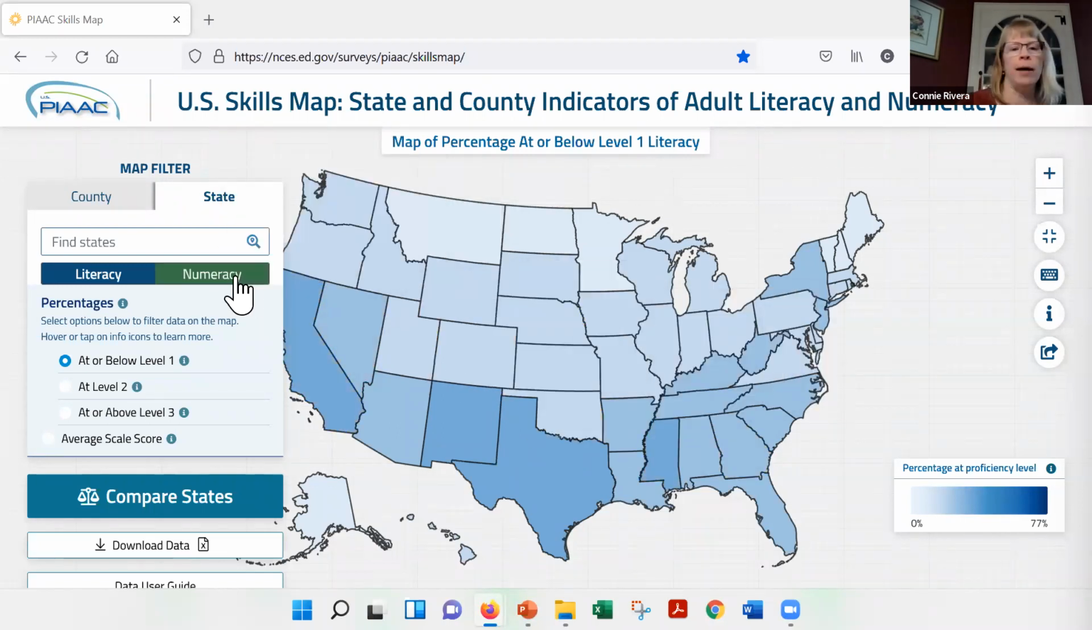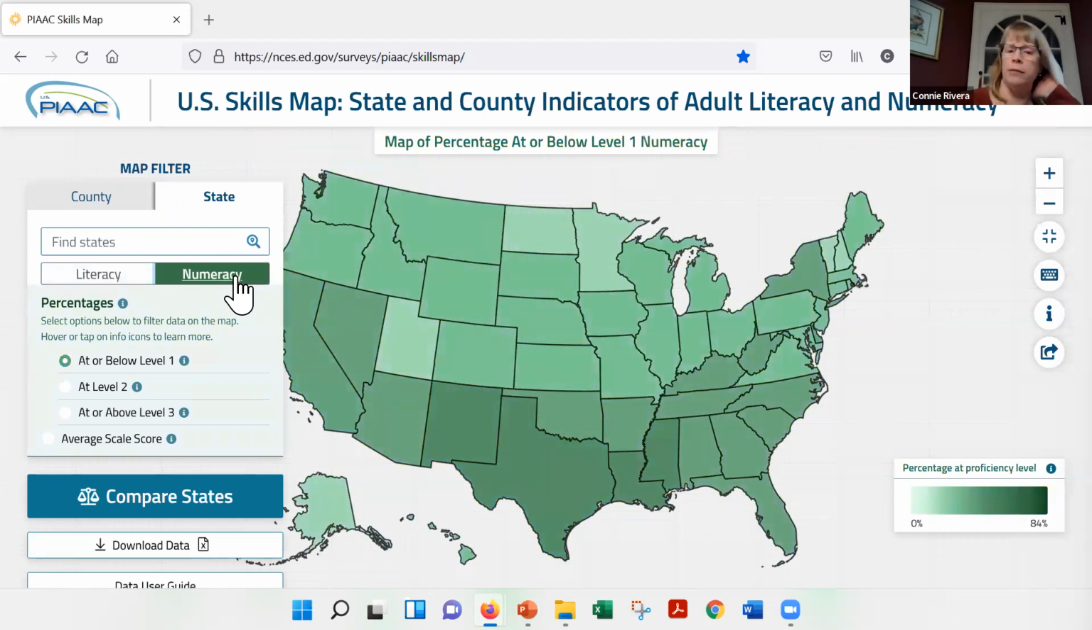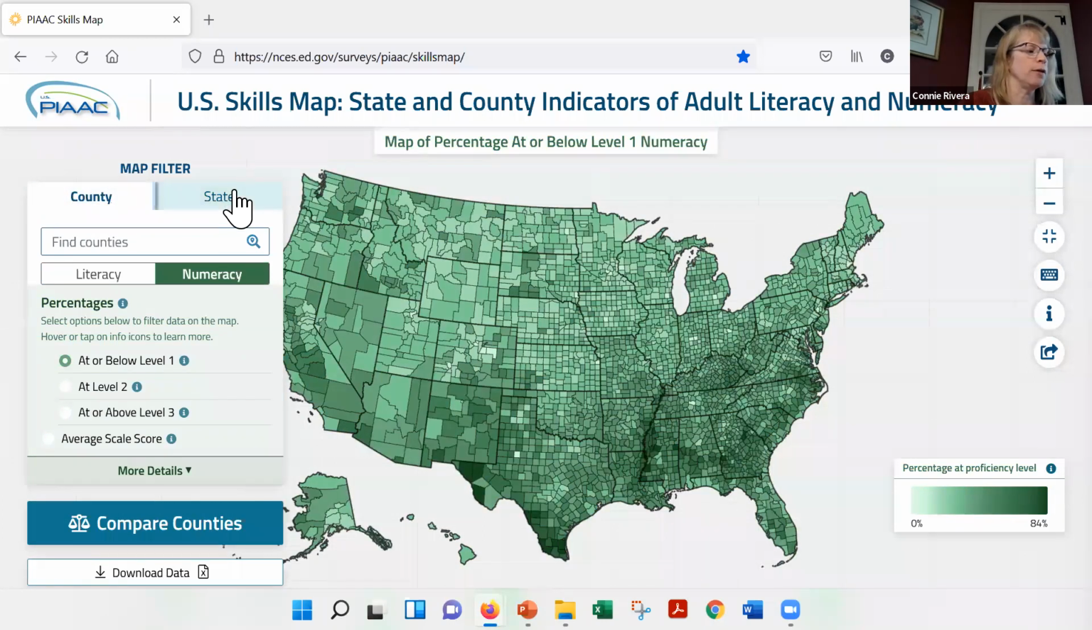On this map, I can change it, and this will be on your slides. If you don't want to follow me right now, that's fine. You'll have access to this after the session. You can change it between literacy and numeracy. If you want to go to the county level, that's one of the tabs here at the top.